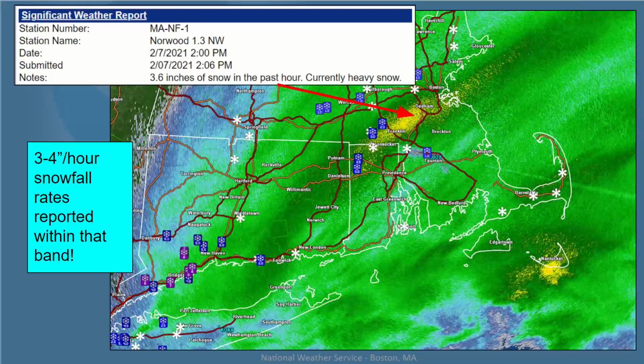So again, looking at these returns, a good hint, if you start seeing 35 to 40 dBz echoes, that could be 3, even 4 inch per hour snowfall rates. And this was from Joe, 3.6 inches of snow in the past hour between 1 and 2 p.m. that afternoon. So a great example of a mesoscale narrow snow band.